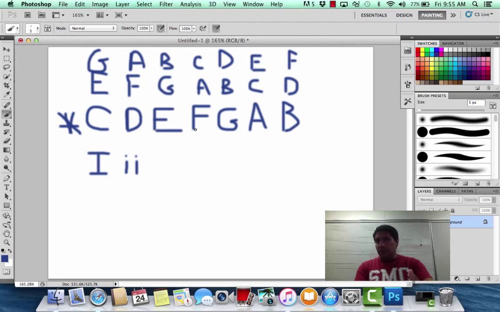Okay, the next chord's going to be 3. E, up a whole step is F sharp, up a half step is G. That's a minor third, and then G, up a whole step is A, up a whole step is B, major third. I have another minor triad, so it's just going to be another minor Roman numeral, lowercase.